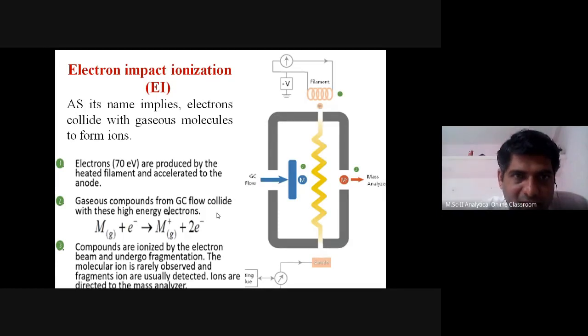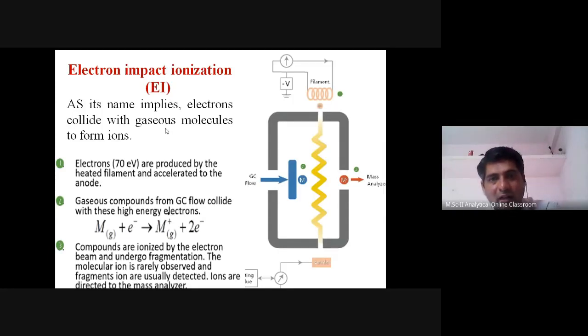As the name suggests, you can see the words electron impact. So it means there will be use of electrons for the formation of ions. As its name implies, electrons collide with gaseous molecules to form ions. So remember this: there will be electrons and gas, and a collision between electrons and gaseous molecules, and formation of ions, because MS works on ions, on mass to charge ratio as we know. So there must be a formation of ions, and this can be done by EI, that is electron impact ionization. Here in this system you are producing electrons, making them collide with the gaseous molecules, and there is a formation of ions.